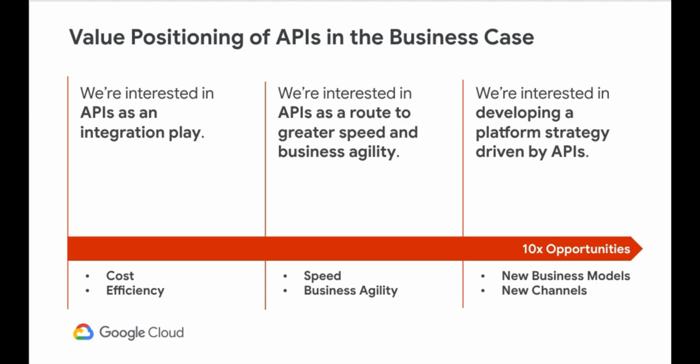Next, in the middle, we see that some companies build their case on APIs as a route to greater speed and business agility. This typically means partnering with a line of business to demonstrate improvement in their KPIs as a result of faster speed to market. And finally, on the right-hand side, some companies will build the business case more broadly by demonstrating the value of APIs as a platform and ecosystem. This typically means partnering with multiple lines of business and demonstrating improvement in KPIs as well as better strategic positioning at a firm level in the form of new business models and channels.